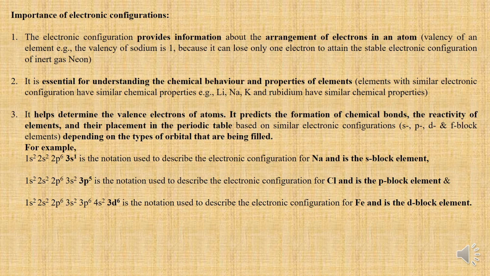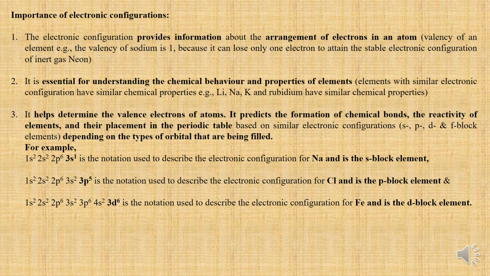Now, finally, what is the importance of electronic configurations? The electronic configuration provides information about the arrangement of electrons in an atom, that is, the valency of an element. For example, the valency of sodium is 1 because it can lose only one electron to attain the stable electronic configuration of the inert gas neon.